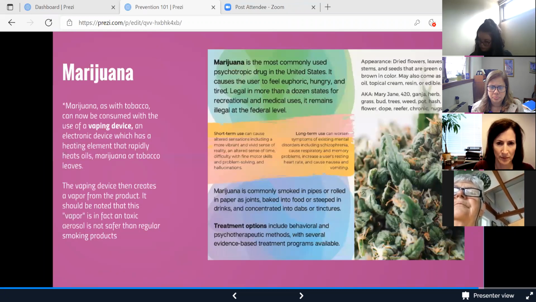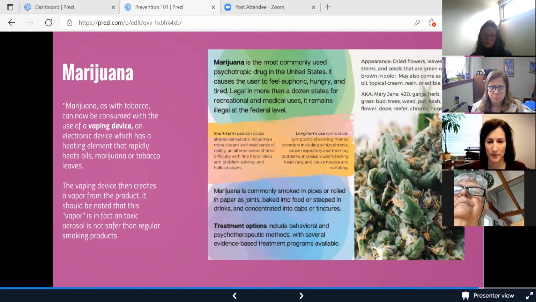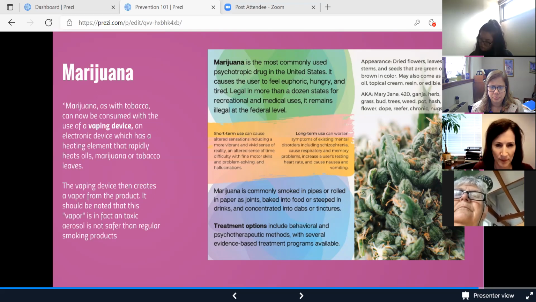Lastly, we wanted to cover marijuana. Marijuana is a hot topic in Connecticut lately because of the legalization for use that just happened not too long ago. Marijuana is a plant substance that is a psychotropic drug, not just in the United States, but across the world. People who use this drug feel euphoric, hungry, and tired.